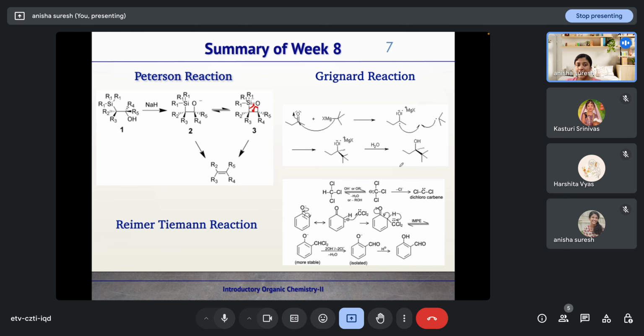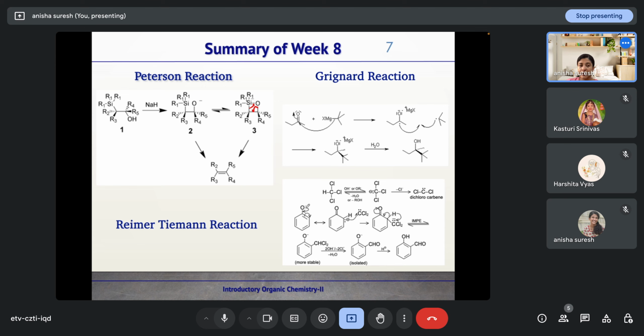Now the Reimer-Tiemann reaction. Here chloroform is acting as a reagent. Chloroform in the presence of a base, a proton will be abstracted, and we will get the species. Upon removal of one chlorine, we will get this dichlorocarbene. So that is acting as the reagent here.